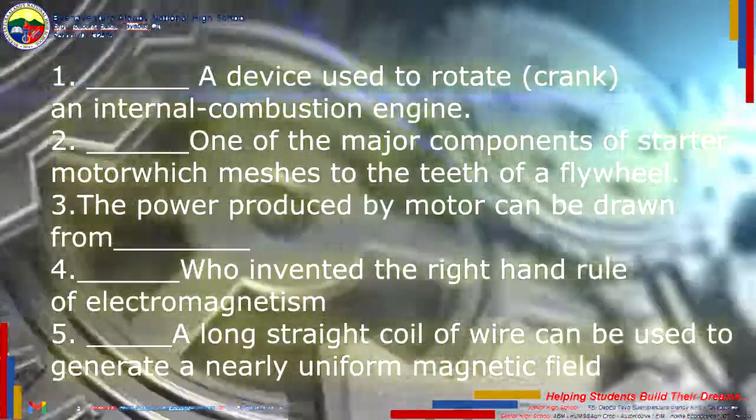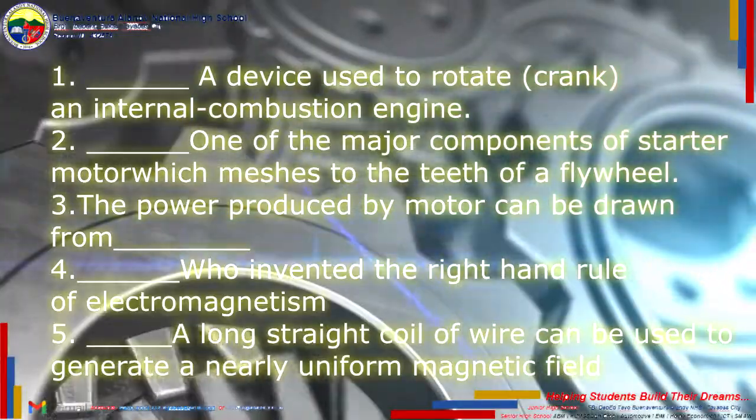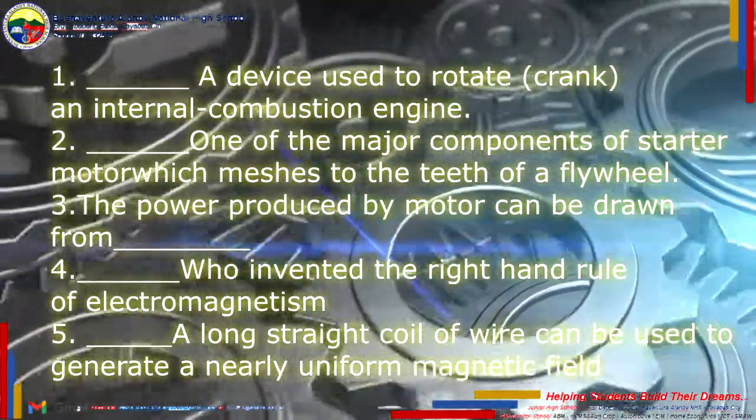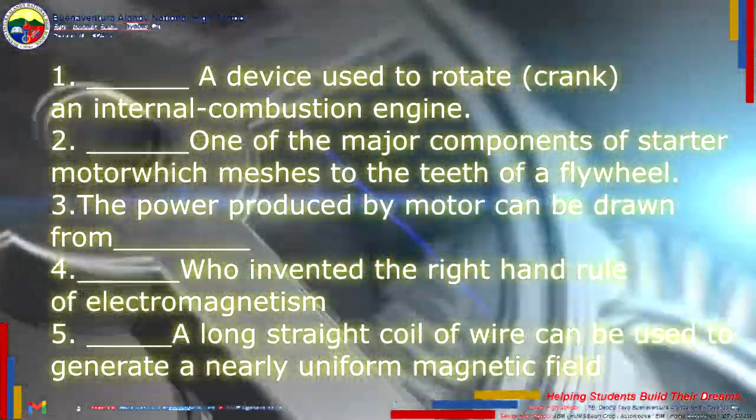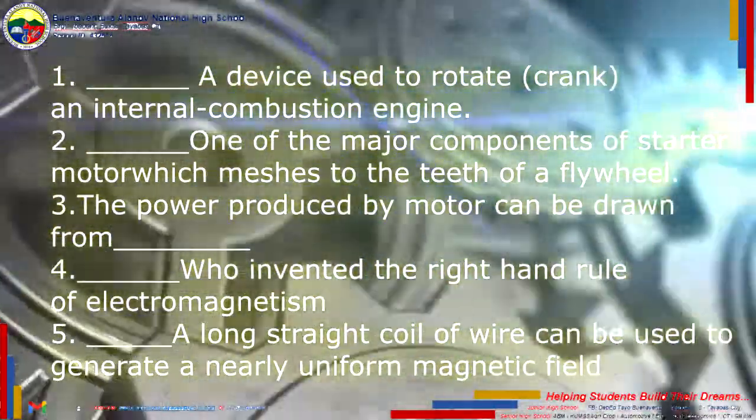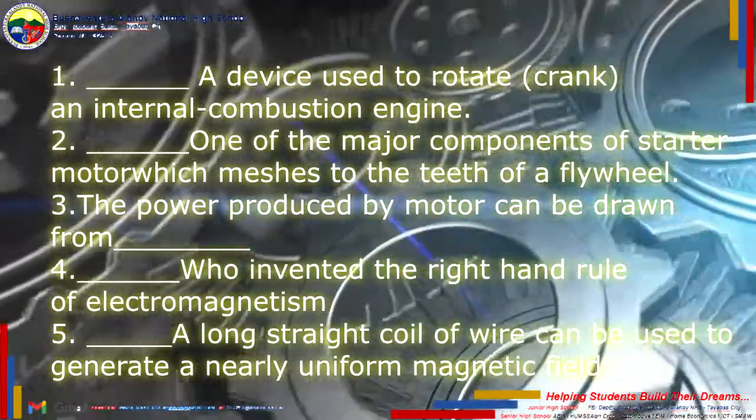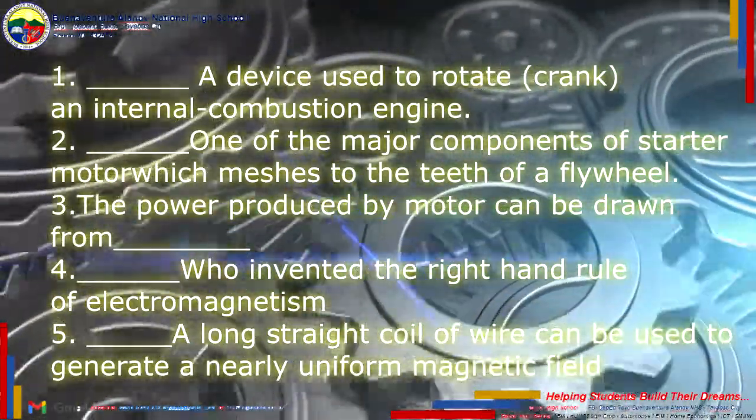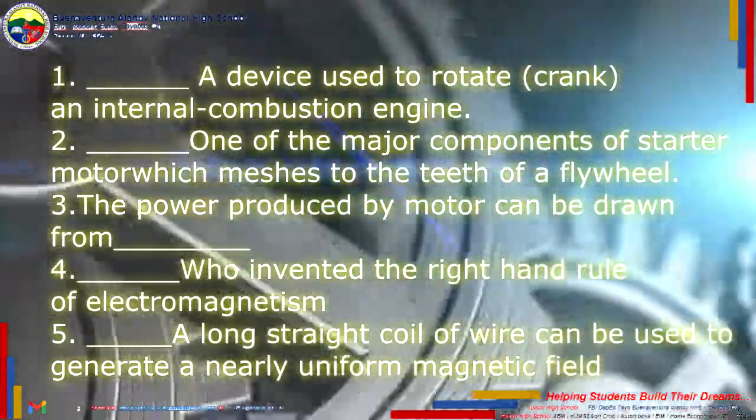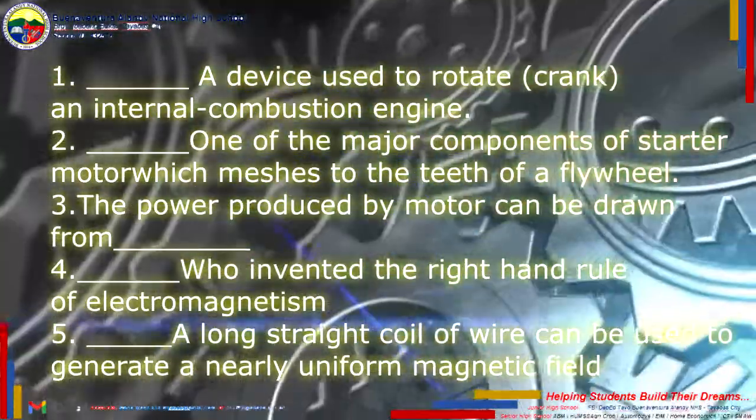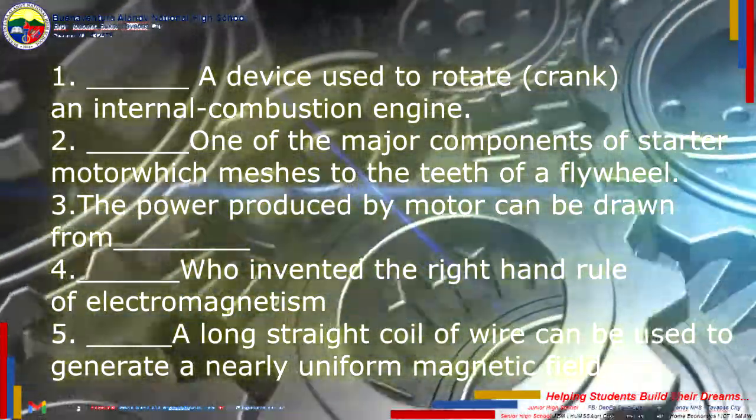Let's proceed, and we're about to finish. Try to answer this. Identify the following. Number 1. A device used to rotate or crank an internal combustion engine. Number 2. One of the major components of the starter motor which meshes with the teeth of a flywheel.